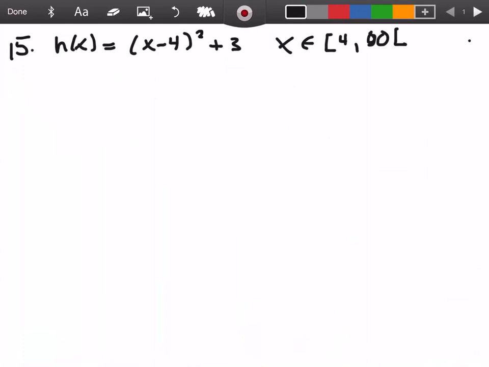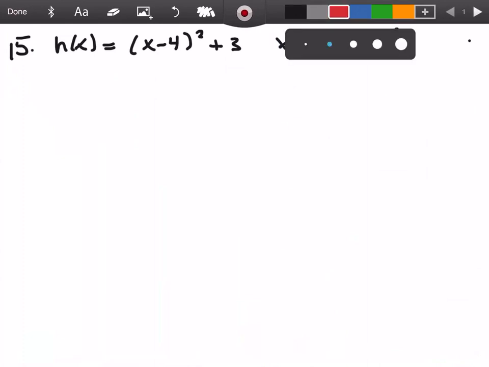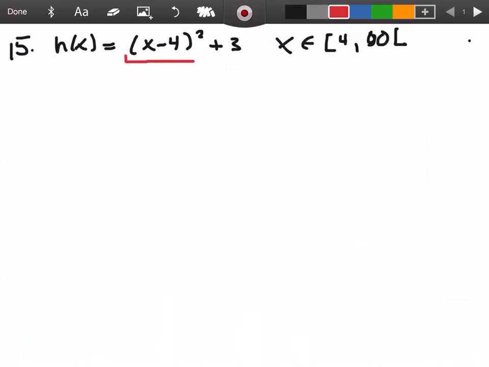Problem number 15 from review set 2A. So it's the last problem, the hardest problem maybe. I think it probably is. We've got a nasty little function, x minus 4, the quantity x minus 4 squared plus 3. Remind yourself that's a quadratic, and it looks like it's in HK format, or vertex format. So we know the vertex is 4 and 3, which is why it's restricting the domain.